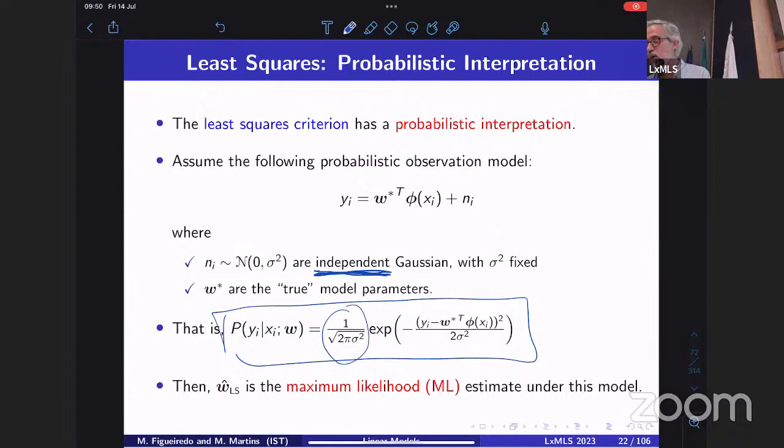How do you compute the log of one over something? It's minus the log of that something. How do you compute the log of a square root? It's one half of the log of what's inside. How do you compute the log of an exponential? It's what's inside the exponential, because the log is the inverse function of the exponential.